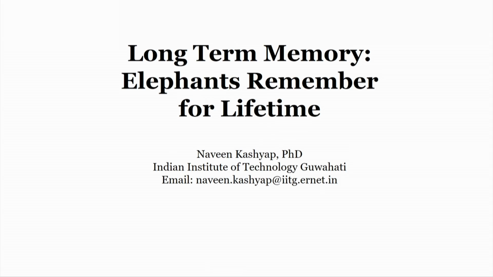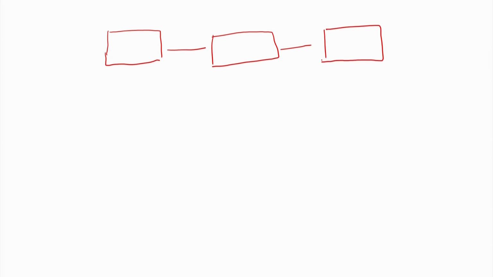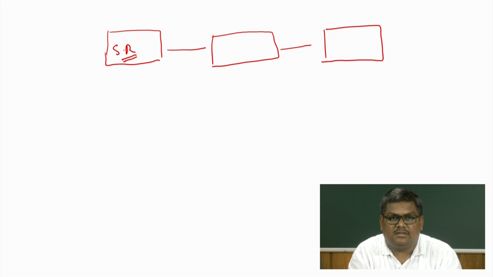Now, continuing from what we saw in the last class, I discussed something called the Atkinson and Shiffrin model. The Atkinson and Shiffrin model, or the information processing model, talks about a three-part system. What we have is a setup like this, and this is called the sensory register. In the last lectures, we saw what the sensory register is, how it works and what its various properties are.